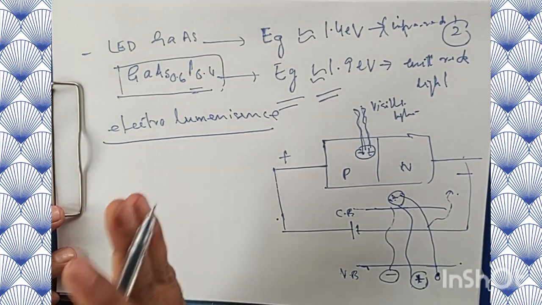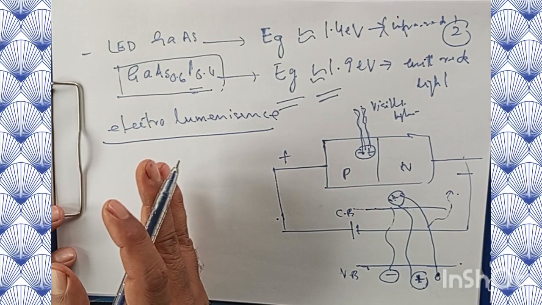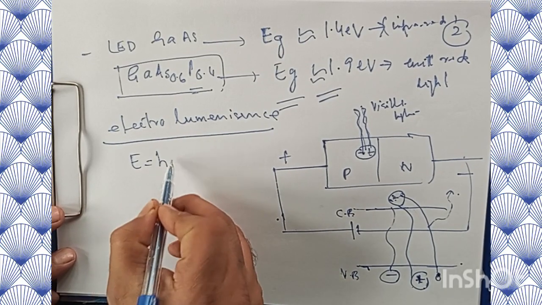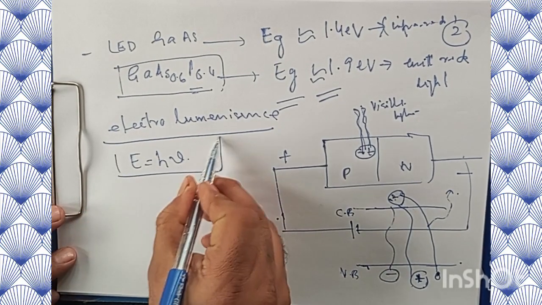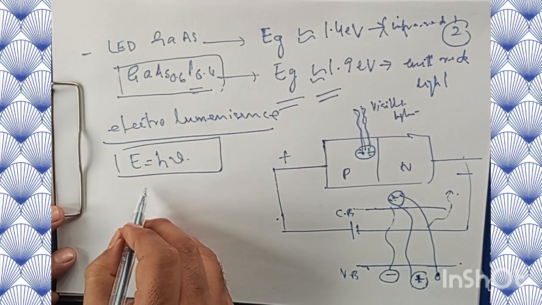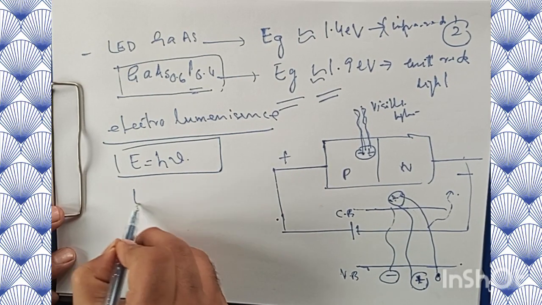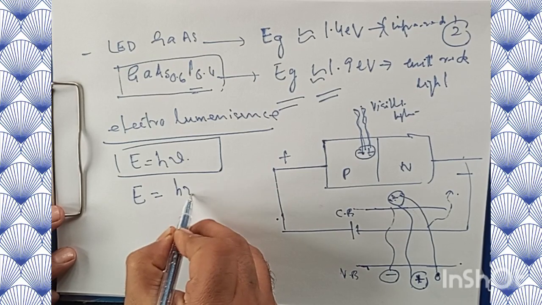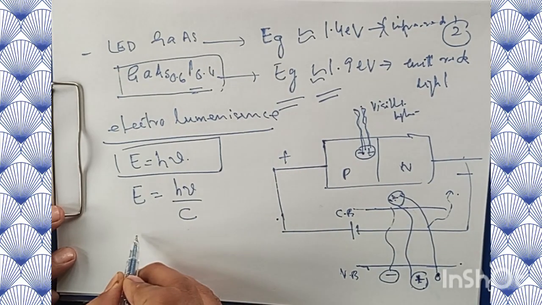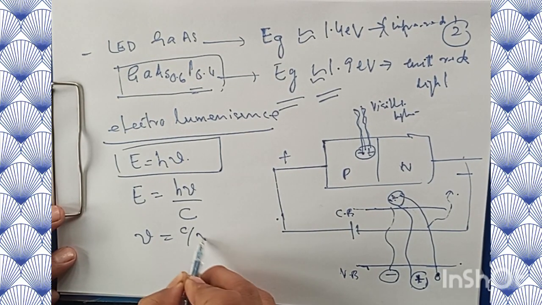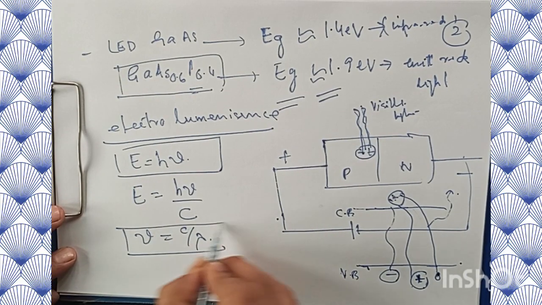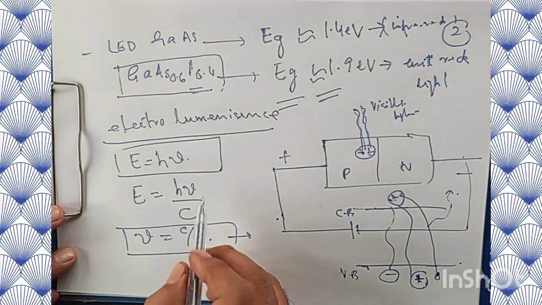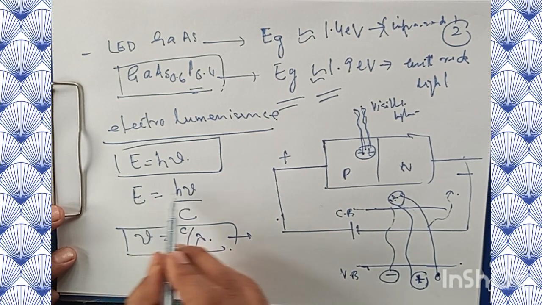Now, the energy of the photon of visible light is given by Max Planck's equation, E is equal to h nu, right? And we can immediately convert this equation in terms of wavelength. So E will be equal to h c by lambda, where nu is c by lambda. So this is the relation between the frequency and wavelength of light. So this is h nu.